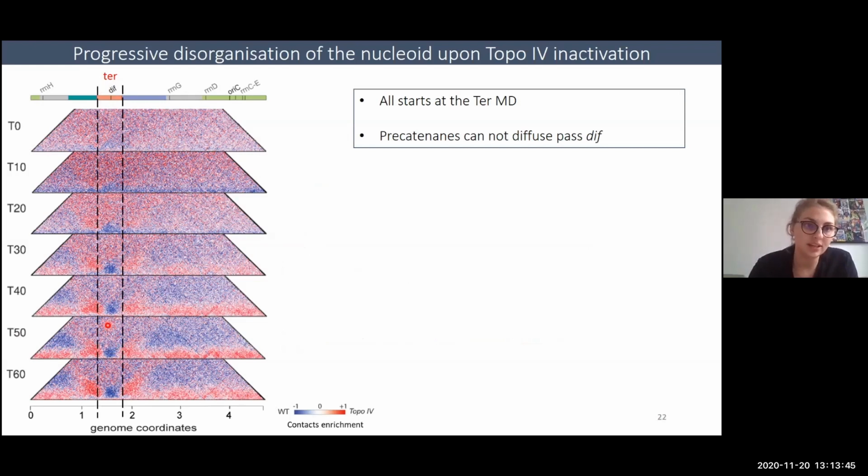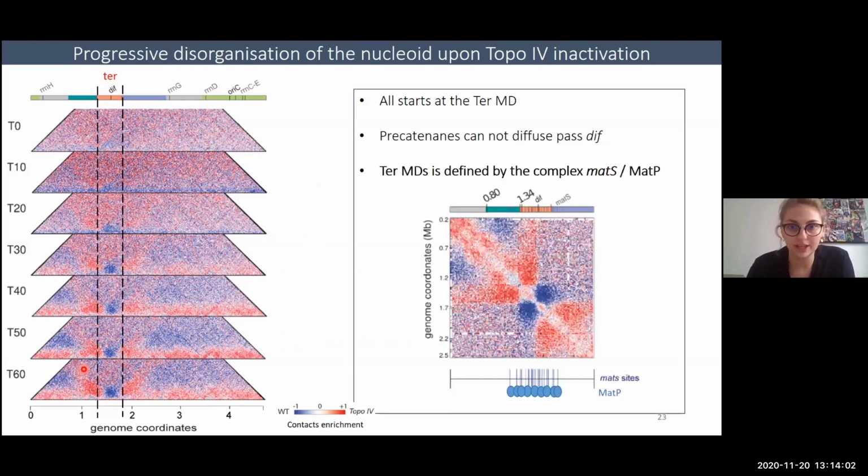And interestingly, if you remember that special site that I told you about, which is dif, the precatenanes do not seem to diffuse past this site. So the two sides don't contact each other. So we were really interested to know what was going on in this zone. And the TER domain is defined by the complex matS-MatP.